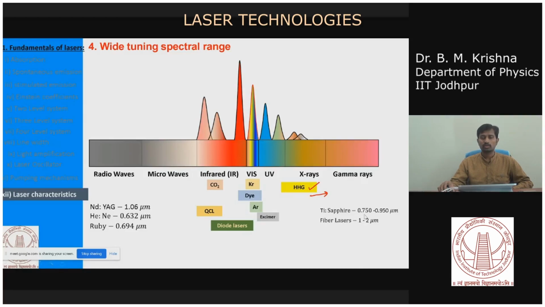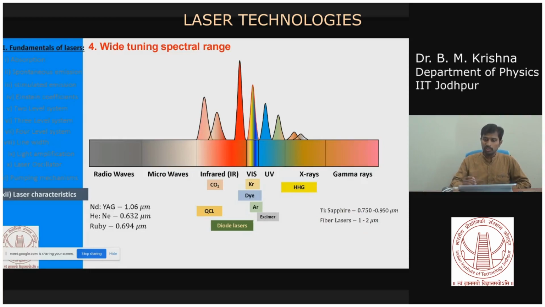So these are the current technology. Lasers are developing. Your gain medium is fiber. So now these fiber lasers are the current technology, and currently they are operating at wavelengths or a tuning range from 1 to 2 micrometers. So this is possible with the active medium.